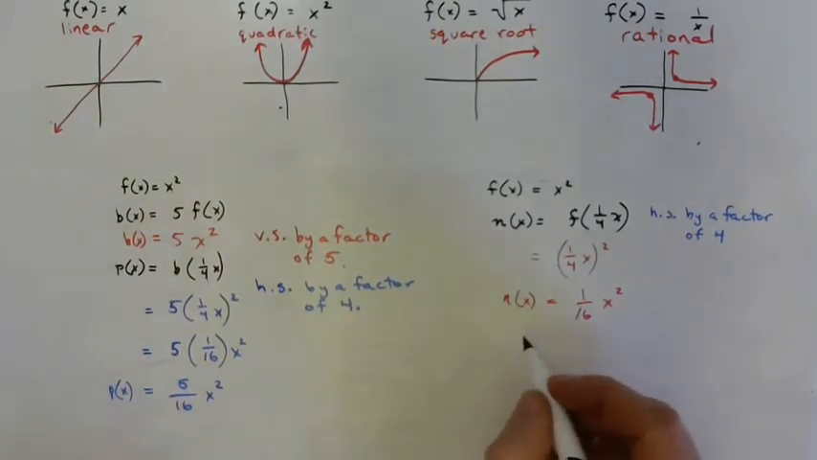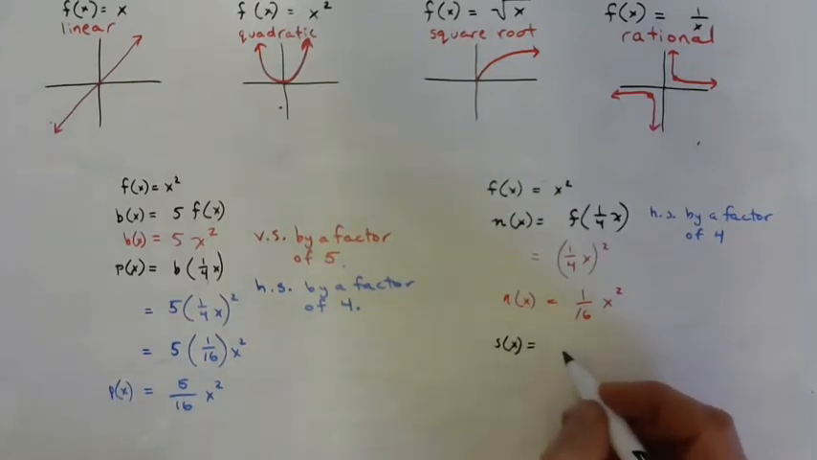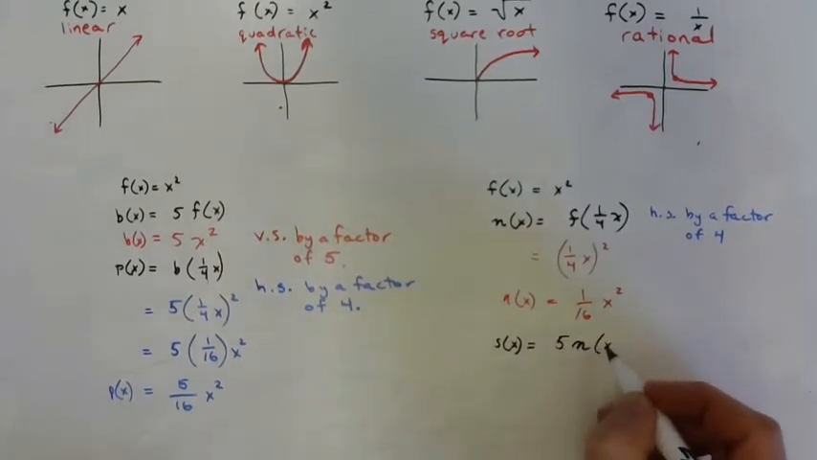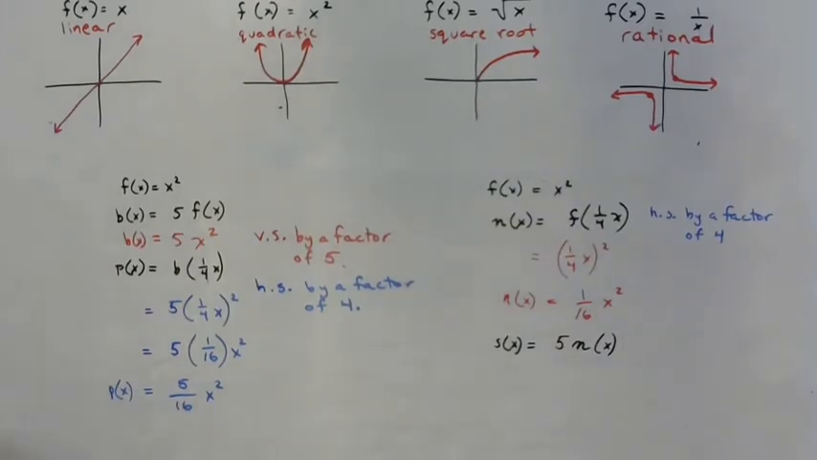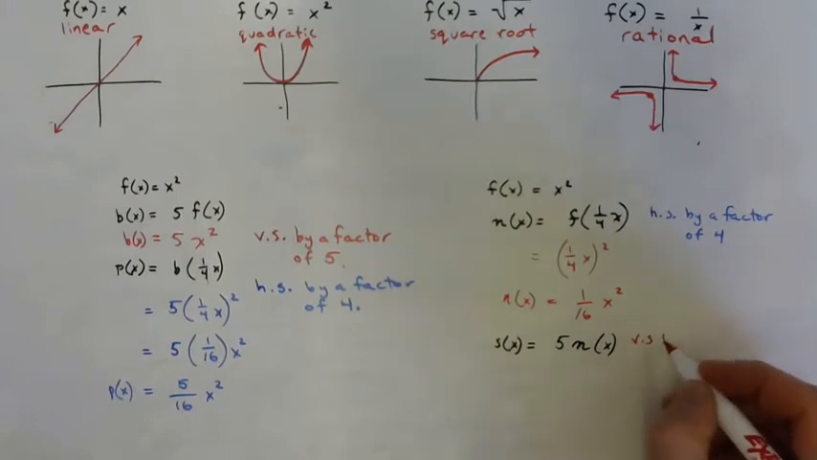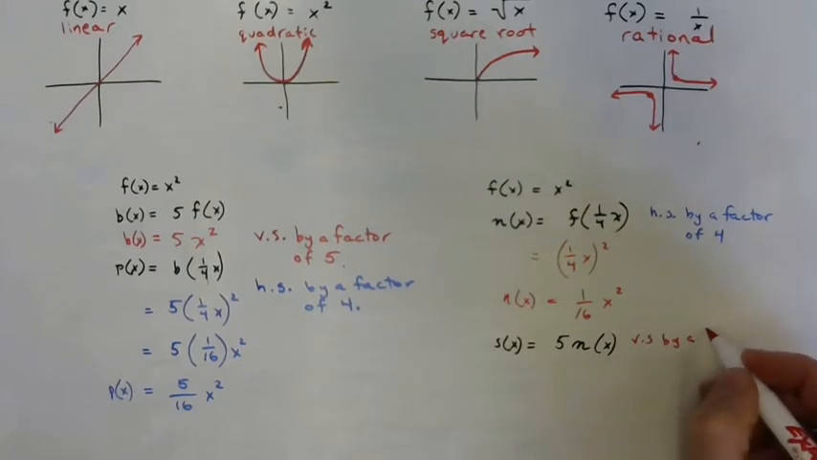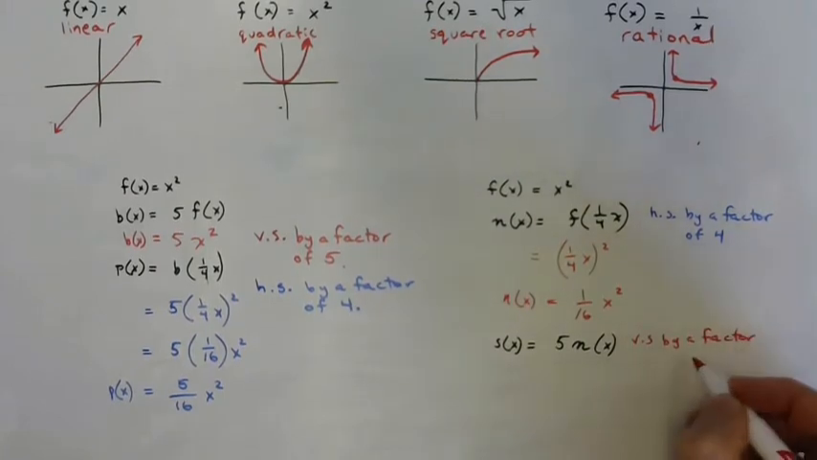The next transformation is defined as s of x equals 5 times n of x. What transformation is this? Vertical stretch by a factor of 5.